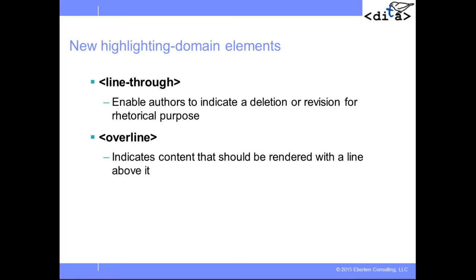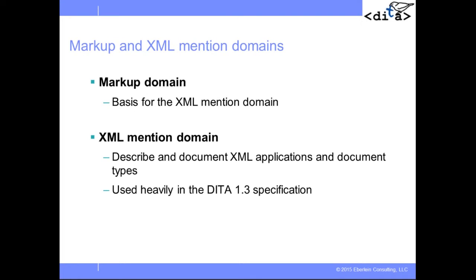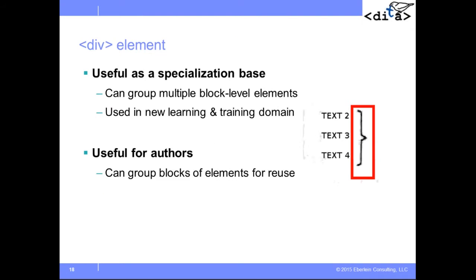New additions to the highlighting domain: line through, overline. Two new domains: markup domain and XML mention domain. And we use the XML mention domain heavily in the DITA 1.3 specification. A new element called div, which is primarily helpful as a specialization base, but also a way that authors can group content for reuse. And this was championed by Elliot Kimber.